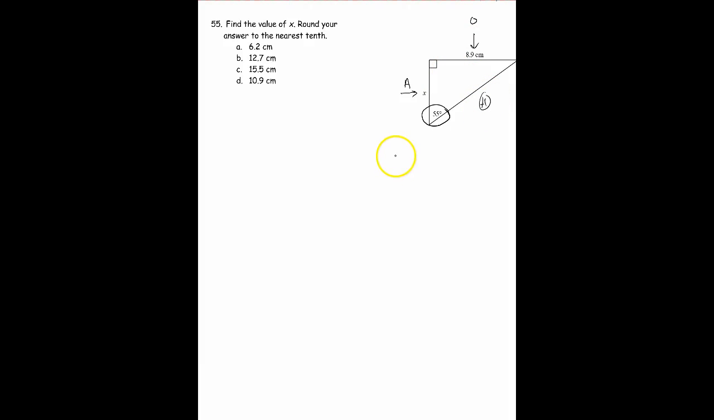So as we think about SOH CAH TOA, TOA is going to be the one that's going to be helpful to us here because that's the information that's involved. So I'm going to use a tangent ratio. So tangent of 55 degrees is going to be opposite over adjacent. The opposite is 8.9, adjacent is unknown, x. And so we have tan of 55 degrees equals 8.9 over x.